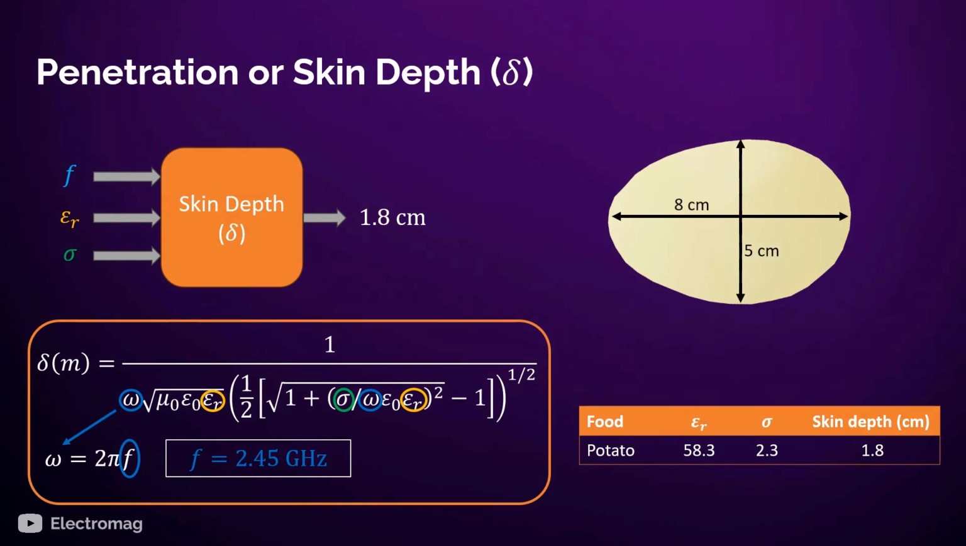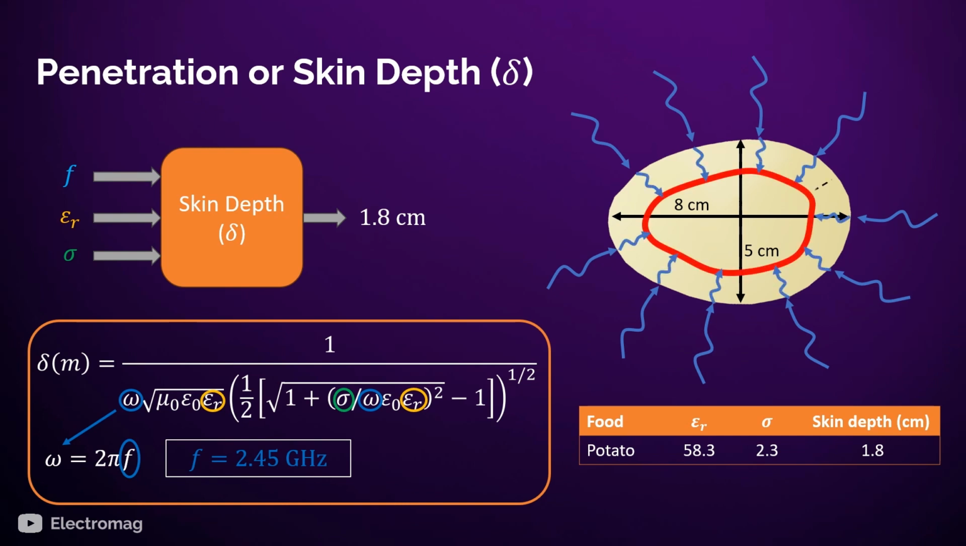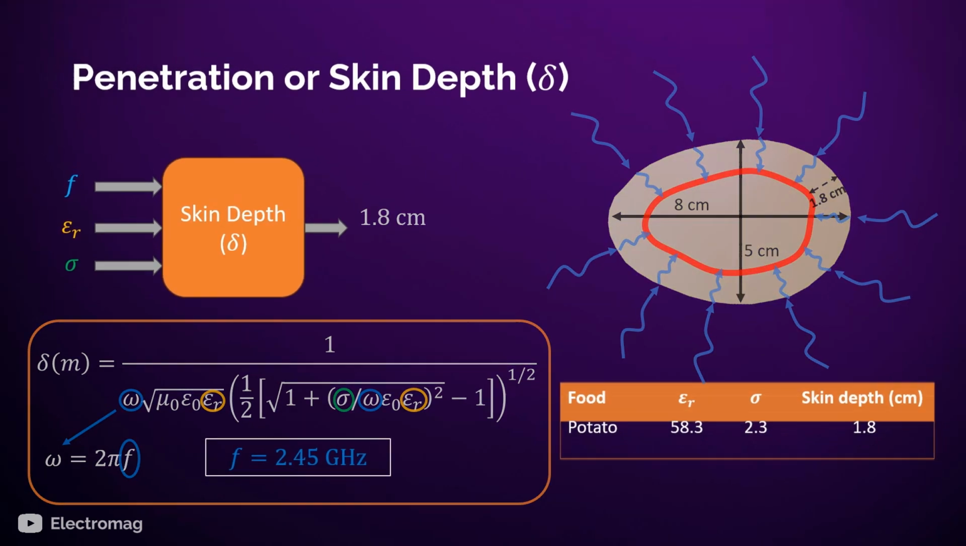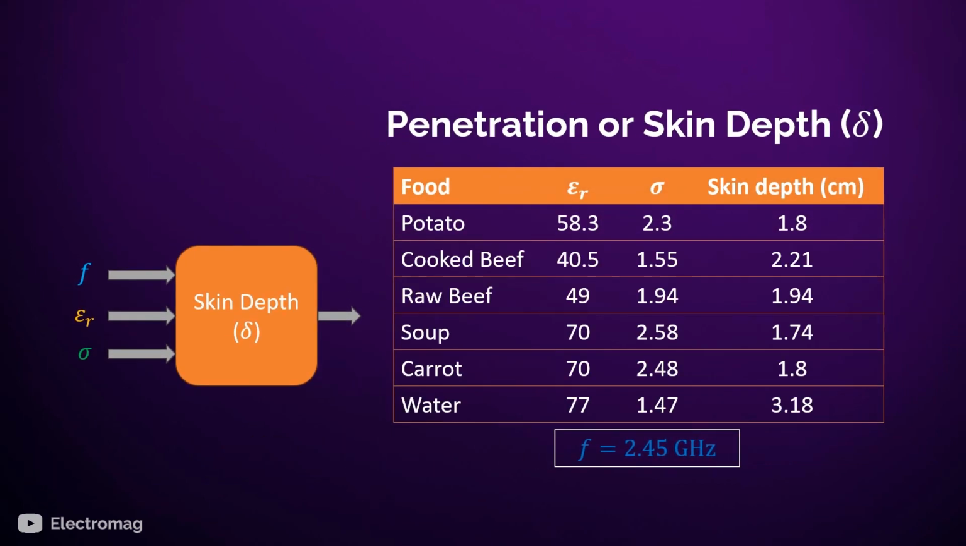In this case, for a typical size of potato, the waves cannot heat it from the center, which is usually the case for other types of food. If you are interested, here are the penetration depths of different foods. As we can see, water has the greatest penetration depth among them.